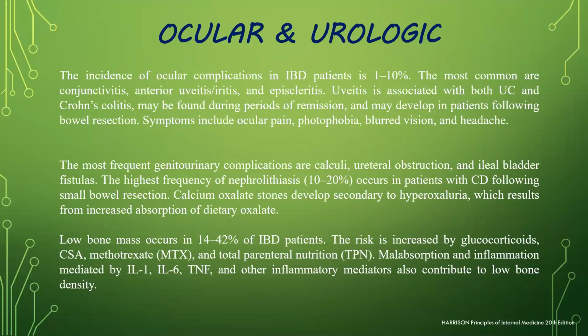Low bone mass occurs in up to 42% of patients with inflammatory bowel disease. The risk is increased by glucocorticosteroids, methotrexate, and total parenteral nutrition. Malabsorption and inflammation mediated by interleukins 1 and 6, tumor necrosis factor alpha, and other inflammatory mediators also contribute to low bone density.